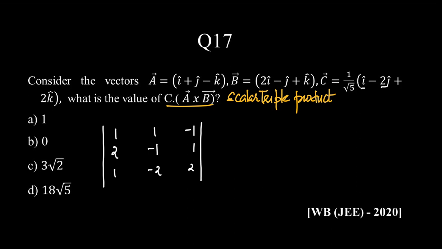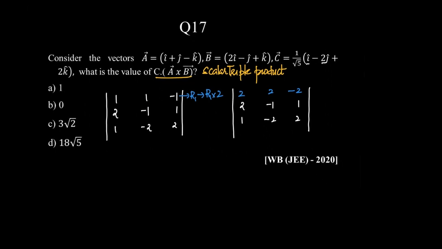To find the determinant, what I'll do is multiply this row with 2, so R1 tends to R1 into 2. What we get is 2, 2, minus 2, and the rest doesn't change: 2, minus 1, 1, and 1, minus 2, 2.